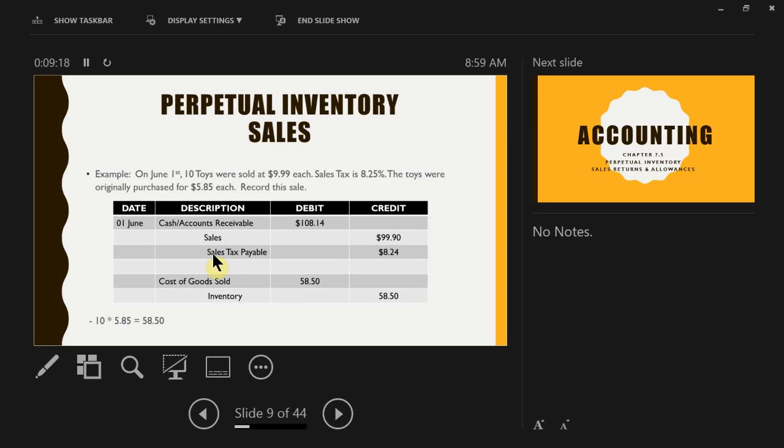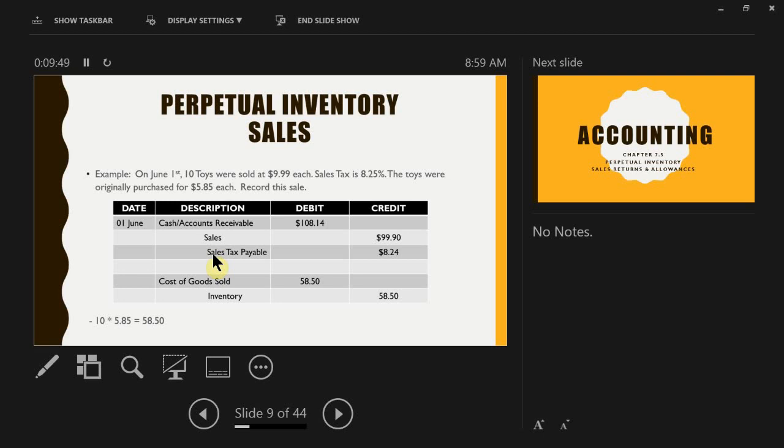Okay? So that's exactly why, when we're dealing with perpetual inventory and when we deal with sales, this is what you have to include. You need to include the original journal of you selling the product, and then you need to include a second journal that calculates how much it costs you to sell those items, so you can take it out of your inventory and update your inventory. All right? Everyone good here?